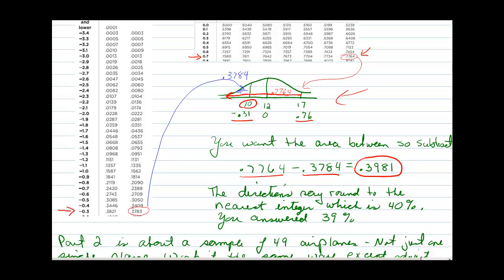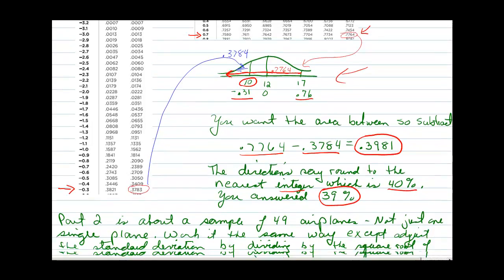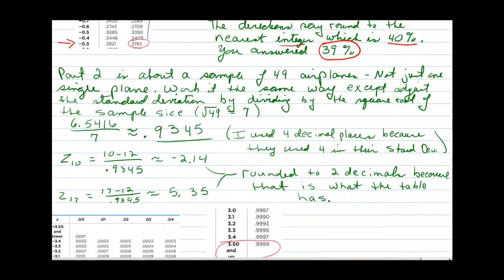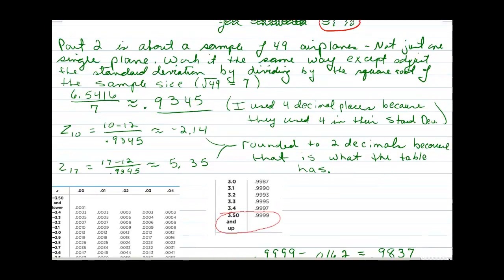That is a decimal. It asks for a percent, rounded to the nearest integer. When we change 0.3981 to a percent, it's 39.81. When we round it to the nearest integer, we get 40%, and you answered 39%, which is why it counted that wrong.